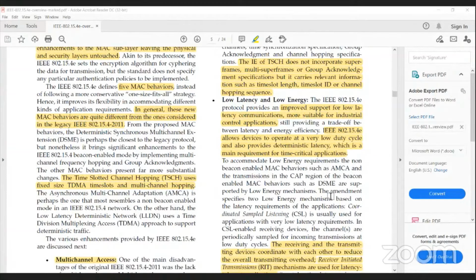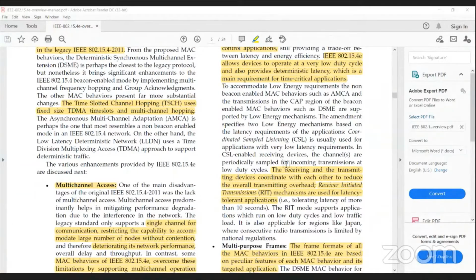The 15.4e allows devices to operate at very low duty cycle and also provide deterministic latency. See the word here, please note, it says deterministic latency. Okay, so this is very important. It is deterministic. It need not be extremely low latency. No, it is deterministic latency. You know when you will get access to your channel. That's the point.